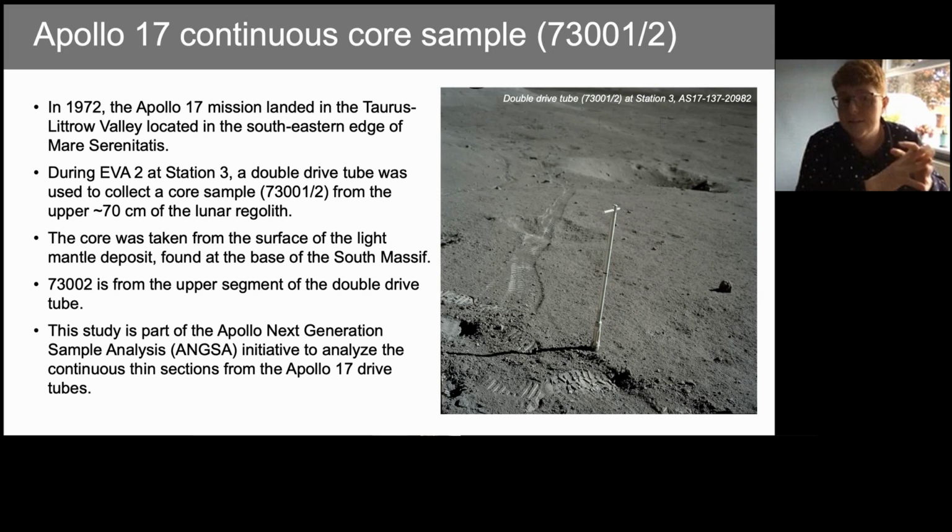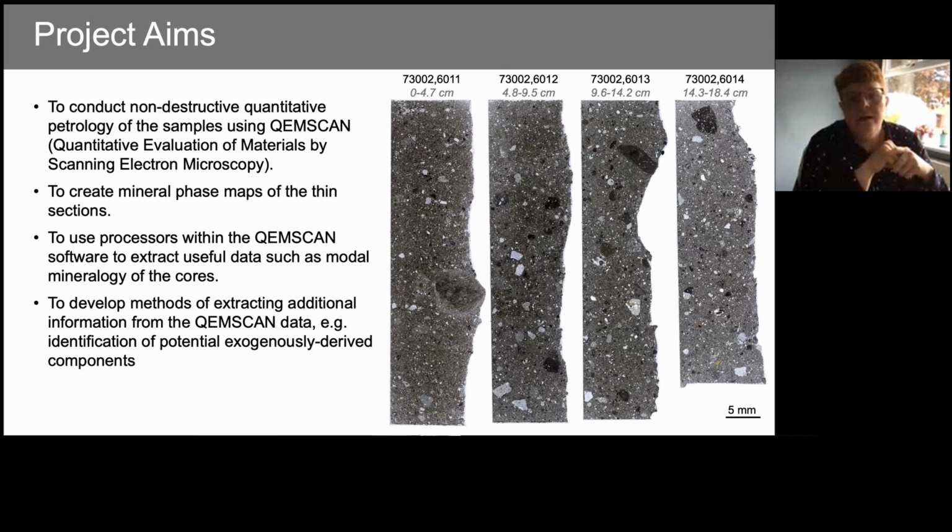This is part of the Apollo Next Generation Sample Analysis Programme, and 73002 was opened back in 2019. We've been looking at 4 thin sections of the core, starting with 6011, which is from the 0 to 4.7 centimetres mark, and then down to 6014 on the far right there, that's down as far as 18.4 centimetres.